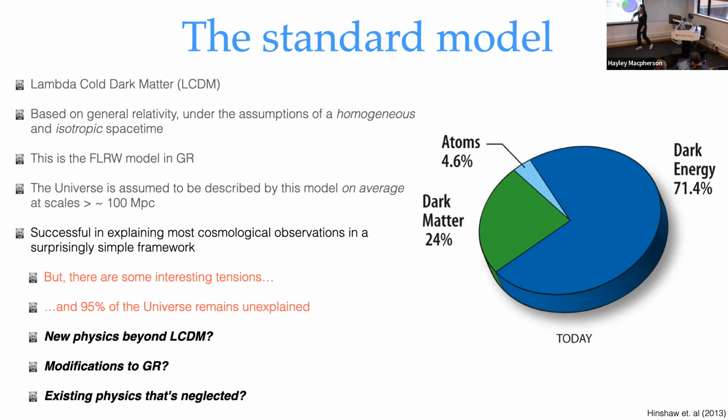But in addition to these tensions, there is, of course, the 95% of the energy density of the universe, which we still don't have a physical explanation for. And so I think both of these are motivation enough to explore alternatives to the Lemaitre CDM model. And there are lots of people working in many different areas. Some people are interested in looking at new exotic physics beyond the Lemaitre CDM model, potentially modifying Einstein's theory of general relativity. But what I'm most interested in looking at, and what my work is centered around, is investigating the effect of existing physics that we know is there, but is neglected within the standard model. And in particular, this goes back to these assumptions of homogeneous and isotropic spacetime.